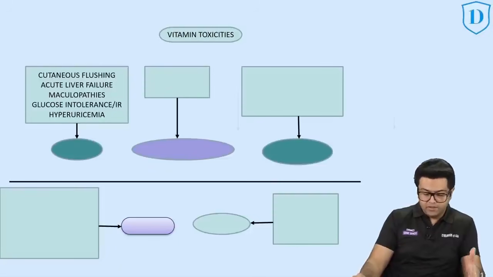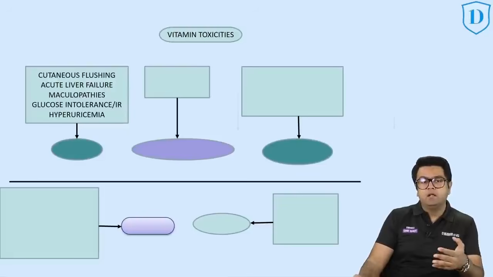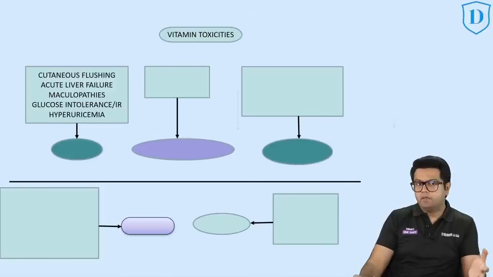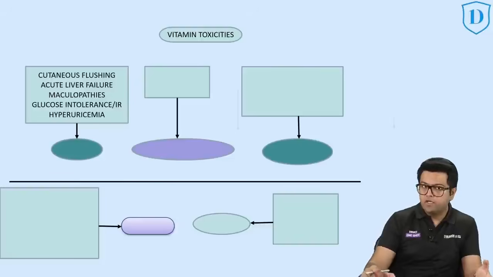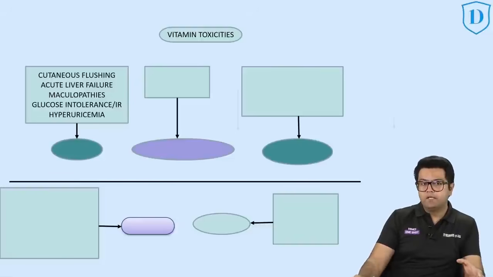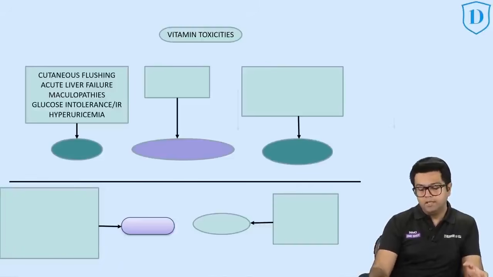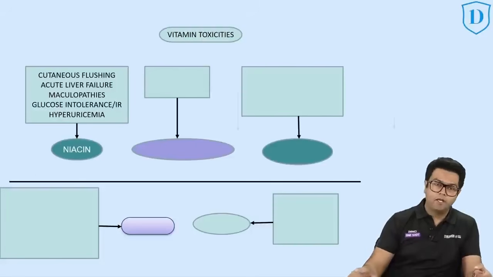So the first question: let's say somebody presents with cutaneous flushing, acute liver failure, maculopathies, glucose intolerance, and hyperuricemia, right? These are the most common side effects due to the excess consumption of which vitamin? So what is your answer here? The answer will be niacin. Okay, niacin.